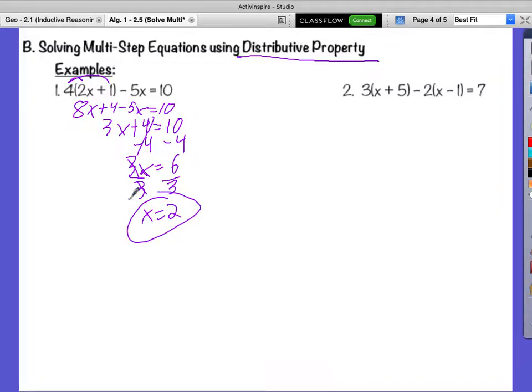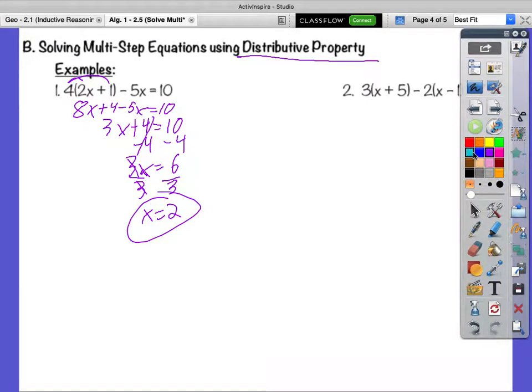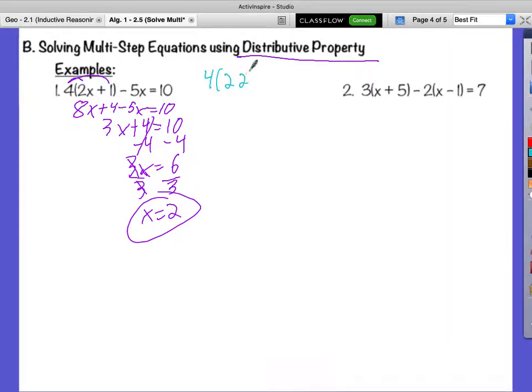2. Hey, if we wanted to, could we go back and check our answer and make sure we did this right? Do we know how to do that? Let's walk through it just in case, okay? 4 times 2 times 2 in place of the x, minus 5 times 2 is equal to 10. I'm just going to plug it back in. So I just plugged in the 2 for both of the x's here, okay?